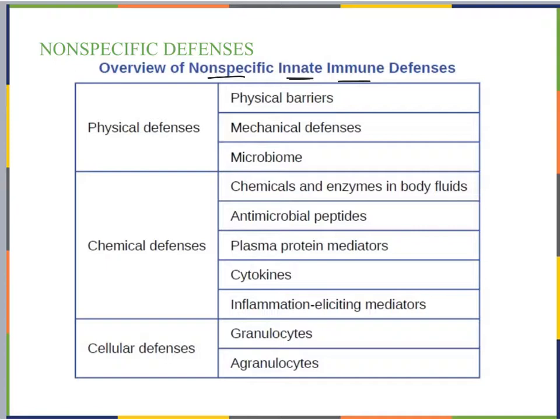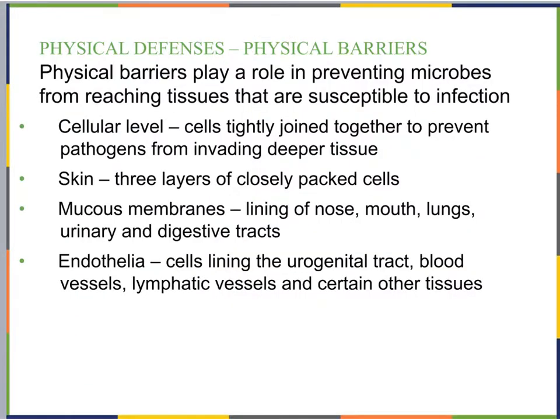When we talk about our non-specific innate immune defenses, we're talking about three different types of defenses. First, we'll take a look at physical defenses, which include physical barriers, our mechanical defenses, and our microbiome here in chapter 17.1. Then in 17.2, we'll take a look at our chemical defenses. And then in 17.3, we'll look at our cellular defenses. And then in 17.4 and 17.5, we'll be taking a look at some other things. So first, we're going to start with our physical defenses.